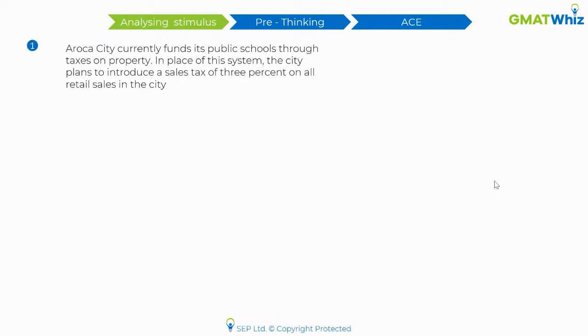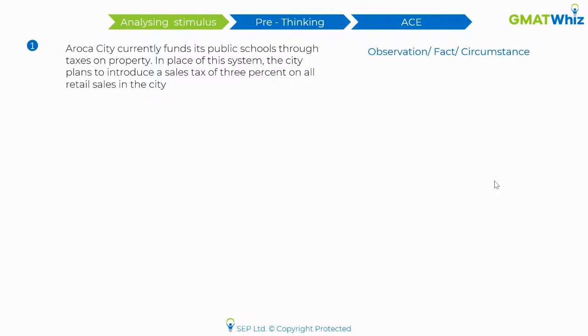So here goes. Let's read the first sentence. Aroka city currently funds its public schools through taxes on property. So here we are being given some context. A circumstance or some observation or facts are being given here. And I'm deliberately using these words because these are the words that you usually see in a boldface question. So the first statement here is simply telling us the current situation in Aroka city.